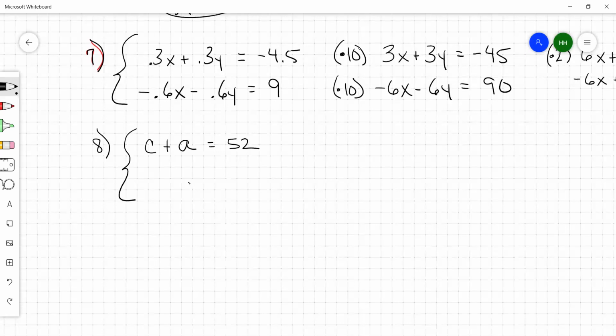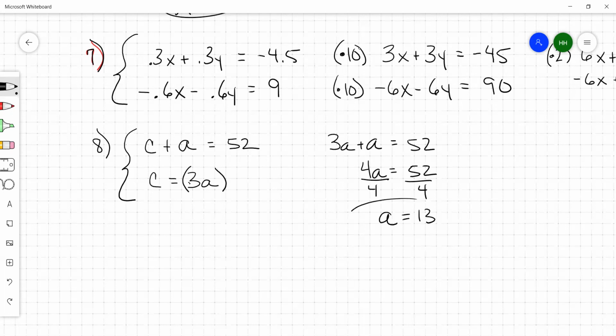Then the other data was there's 3 times as many children as adults. So your children is equal to 3 times the amount of adults. So there's your 2 equations. And if C equals 3A and you substitute, you get 3A plus A equals 52. So 4A equals 52. And you divide by 4, so A equals 13. If your A equals 13, then your children are equal to 3 times 13, and your children are equal to 39.